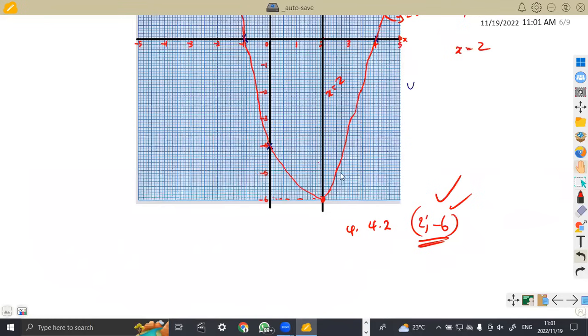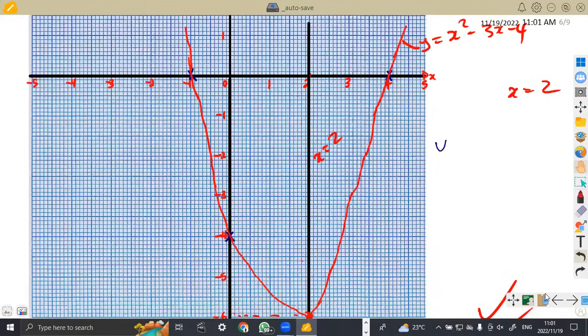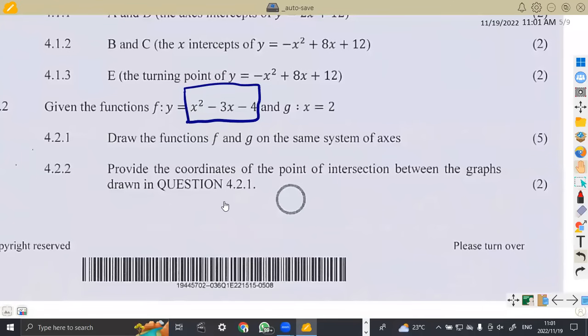So that was it, guys, for this part. They just needed you to have something like this, then you can actually simplify. So that was question number 4.